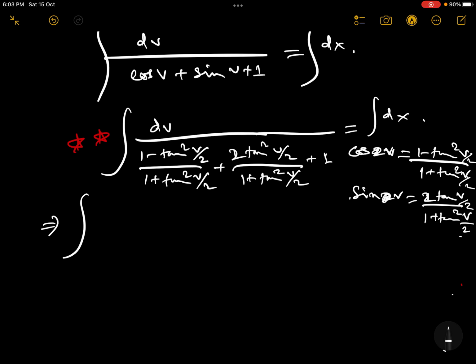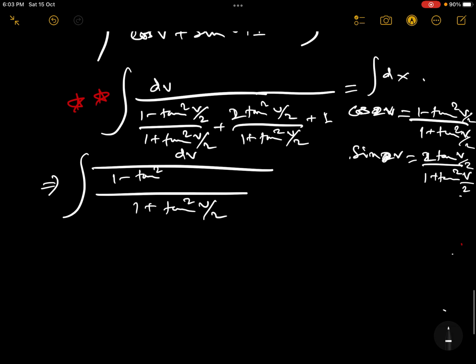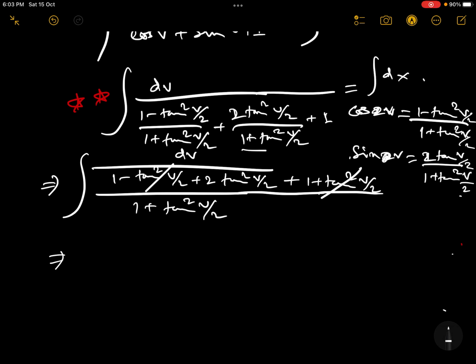Okay, let us simplify here. 1 plus tan square v by 2, then this is 1 minus tan square. Oh, sorry, top v is there, right? Okay. Tan square v by 2 plus twice tan square v by 2, plus this thing will appear here, 1 plus tan square v by 2. Tan square v by 2 common here. This is gone. Then what do we get?